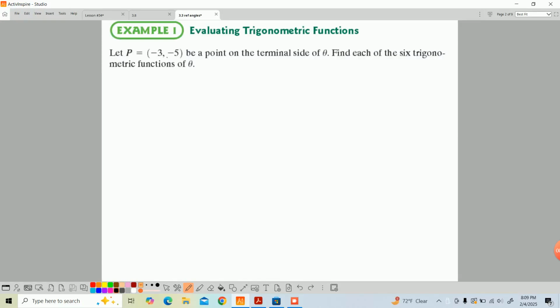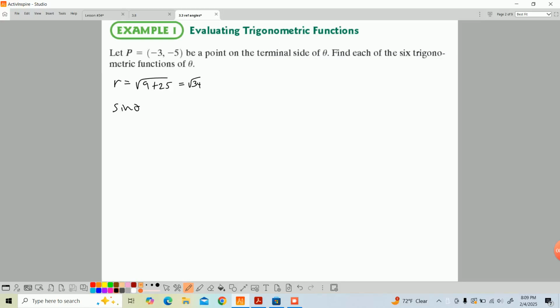Okay, so let's take this point and let's find the six trig functions. We are all familiar with how to find the sine and the cosine and the tangent. At this point, we know that it's not one of our common angles on the unit circle. And so in order to find r, we're going to do the square root of x squared plus y squared. So negative 3 squared is 9, plus negative 5 squared, which is 25. And this gives us the square root of 34. And that's the r value.